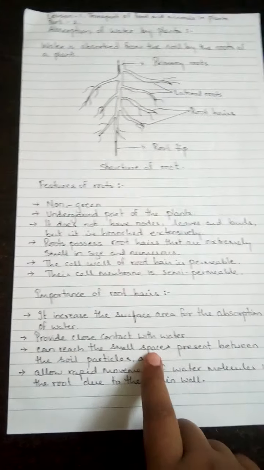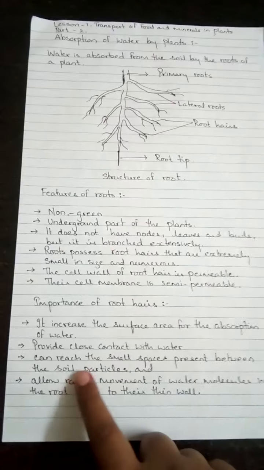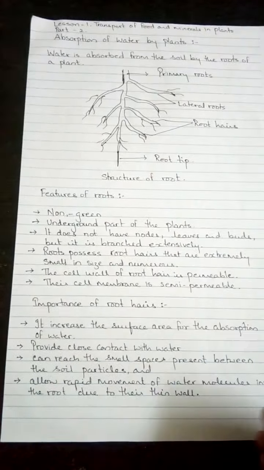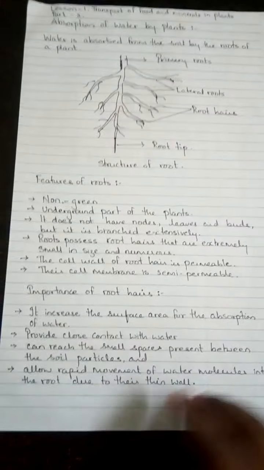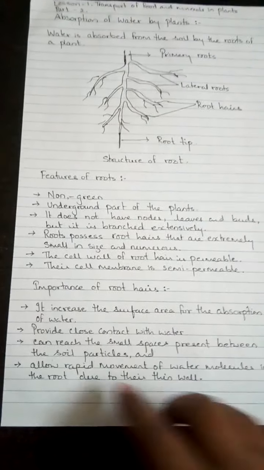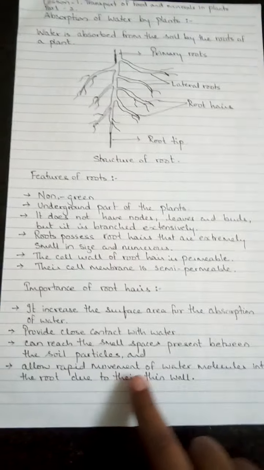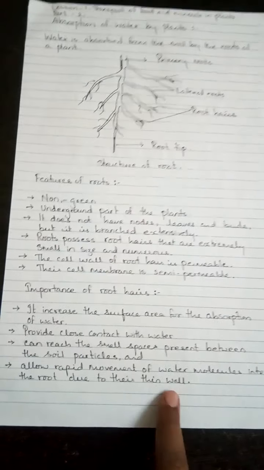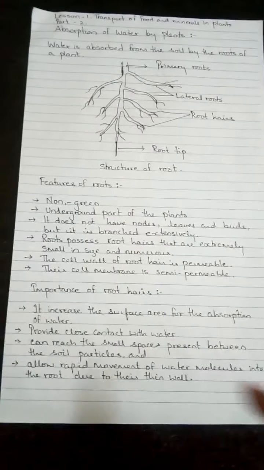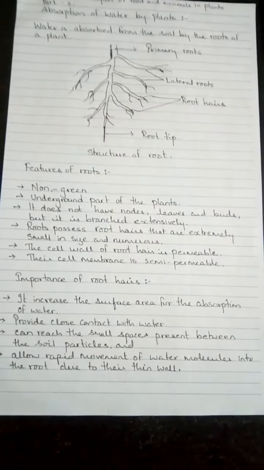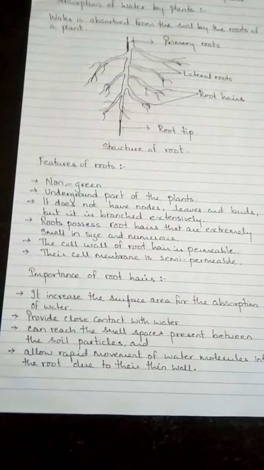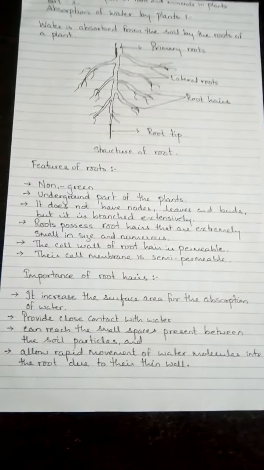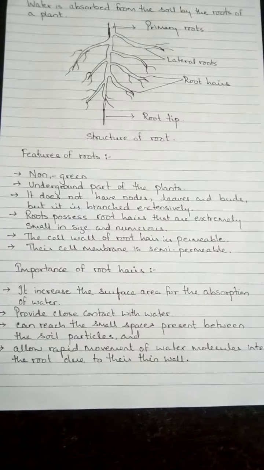Next, they provide close contact with water. They can reach the small spaces present between the soil particles. Because they are very thin and small, they can reach the small spaces between the soil, and so they can absorb more water. They allow rapid movement of water molecules into the root due to their thin wall. So they also increase the speed of absorption of water, because their wall is thin and so less effort is needed by the plant to absorb the water.